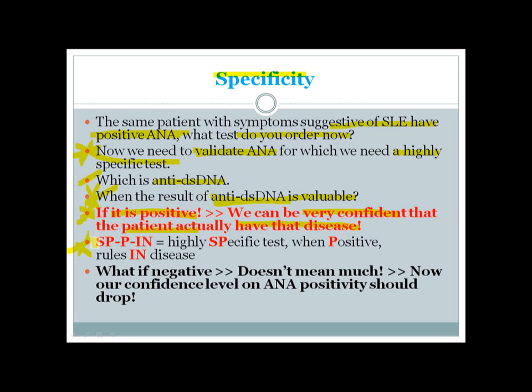So the rule comes. The rule about specificity is SPIN, SP pin, SPIN. For sensitivity we have SNOUT, and for specificity we have SPIN. SPIN tells you a highly specific test, when positive, rules in disease, like this patient. Here anti-dsDNA is a highly specific test, and when it becomes positive it will rule in the SLE. What if negative? If a highly specific test becomes negative, it doesn't actually mean much. Now our confidence level on ANA positivity should drop, but it doesn't become 0. The patient still might have the disease, but we are not sure now.